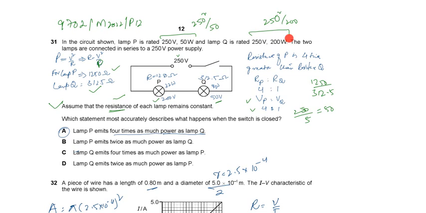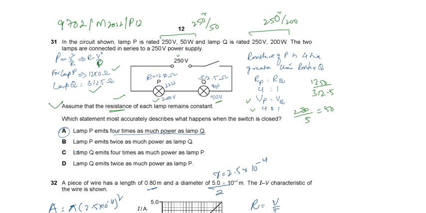What will we get? The resistance of lamp P is 1250, sorry, I said it wrongly, it's ohm. 1250 ohm is the resistance of lamp P, and 312.5 ohm is the resistance of lamp Q. So we got that. We got the resistance. Now resolve the circuit.